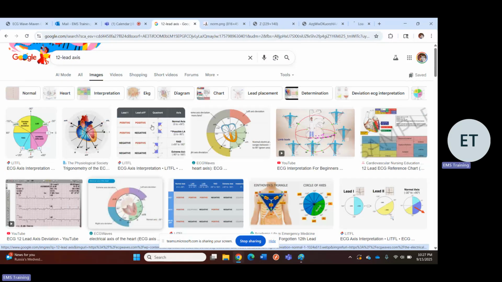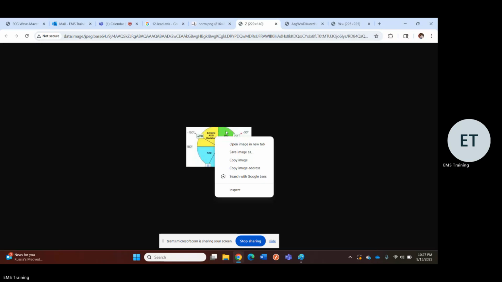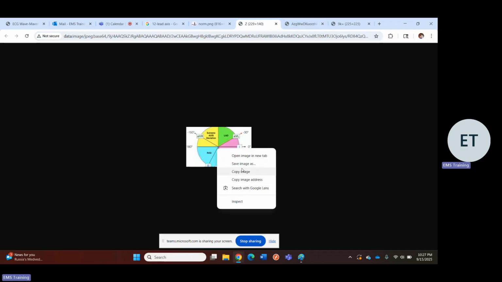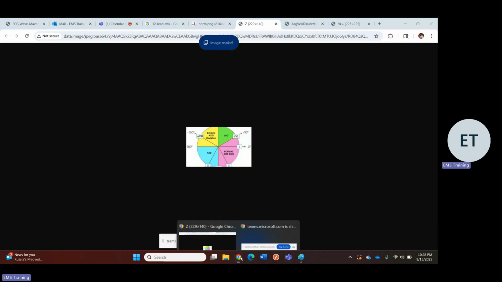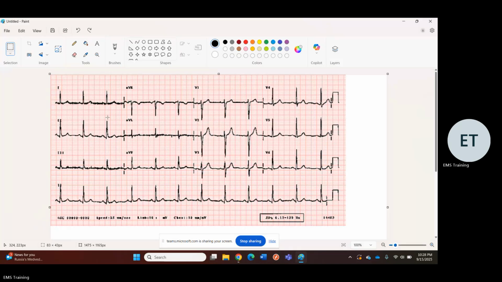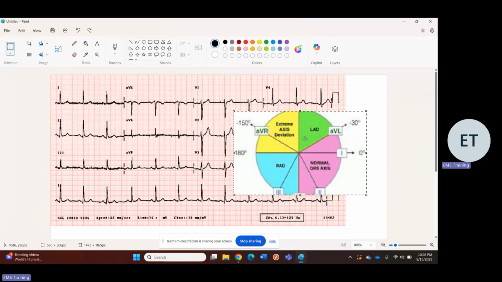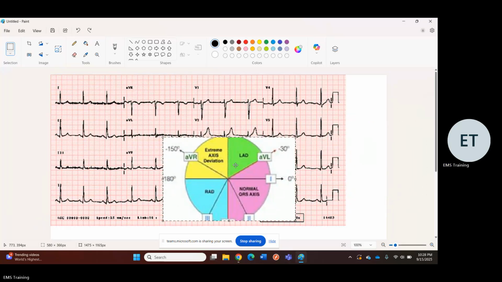These are all good ones. So things like this, right? Yeah. So imagine like this here. Let's do this. Copy image. Paste. Well, it's kind of blurry. That's okay.